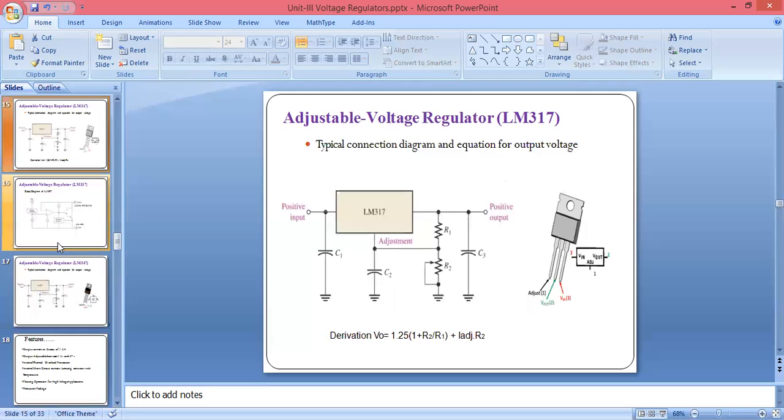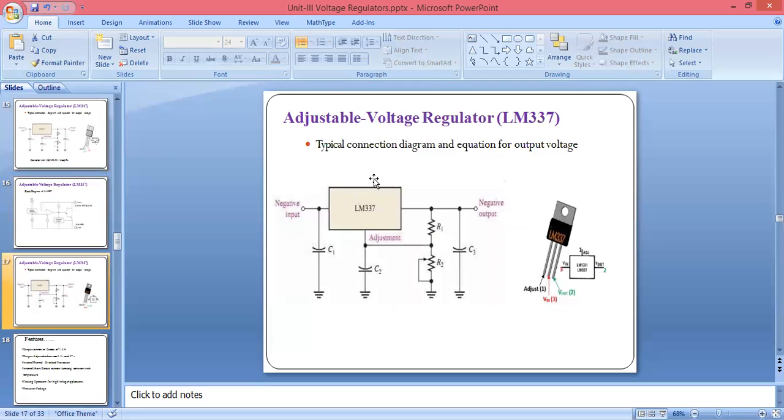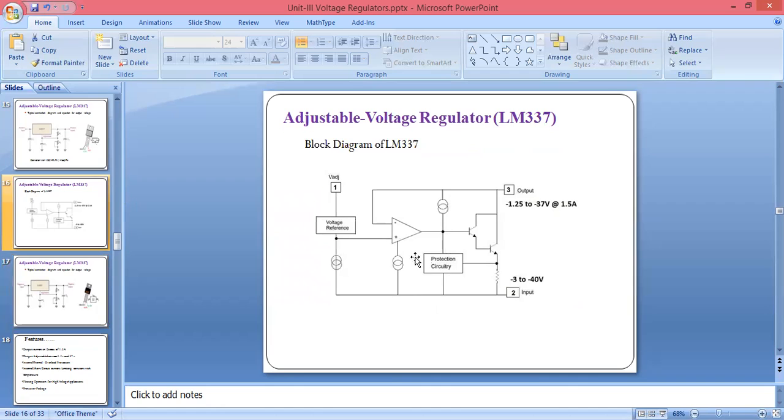If you see the LM317, you can see here 337. This is the typical connection diagram for the LM337. It is exactly similar to the adjustable voltage regulator LM317 except the pin numbers, because here we are giving the negative input and at the output also we will get the negative output. So here pin number 1 will be used for adjusting the output. At pin number 2 we will take the output voltage, and at pin number 3 we will give the input voltage. If you see the block diagram, it will look like this.